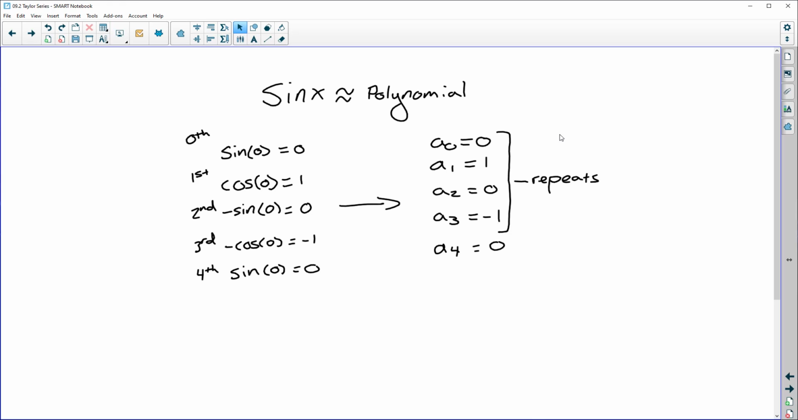For our polynomial series, we are going to have the repeating order 0, 1, 0, -1, which allows us to approximate sine as x minus x to the third divided by 3 factorial plus x to the fifth divided by 5 factorial minus x to the seventh divided by 7 factorial. Notice that sine is an odd function and it only requires odd orders of polynomials to approximate it.